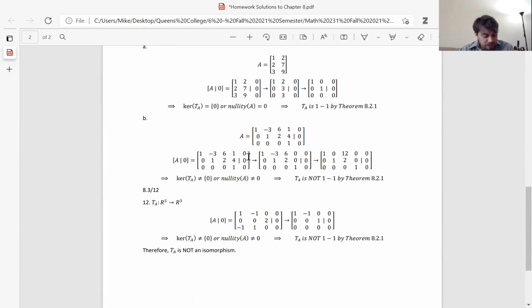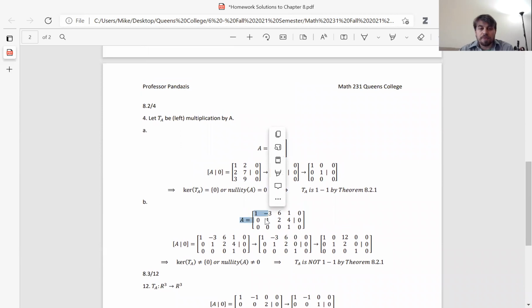In part B, we have another matrix, capital A, which is a 3 by 4 matrix. And so I partition it with 0. A is this matrix. Now I'm partitioning it here. I'll just fix that little typo there. So the A is just the 3 by 4 matrix right here.